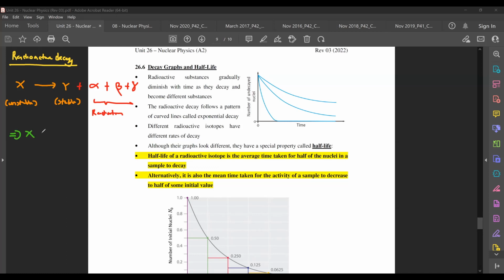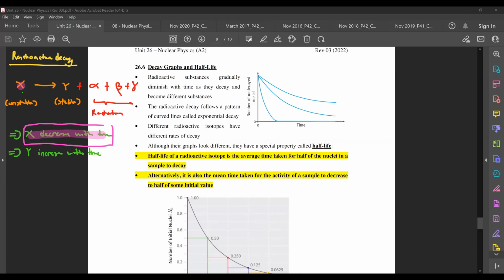So one thing to note is this. Your X would decrease with time because X changes to Y. Over time, your X will decrease. And then Y will instead increase with time. So what you're really interested in is the original nuclei you started off with. If you know that your nuclei will decrease with time, how does it actually decrease? How does it actually decay?